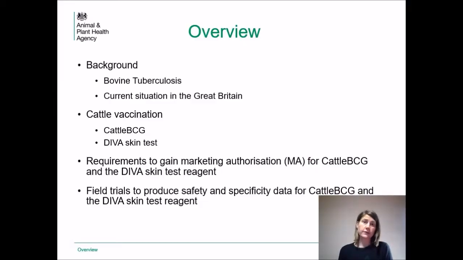Before I start, I'd like to give a very brief overview of what I'm planning to talk about over the next 20 to 25 minutes. I will start with giving a background to bovine tuberculosis and the current situation in Great Britain. I will then talk about the cattle BCG vaccine we have available and the DIVA skin test, which has really been the pivotal development in moving towards enabling vaccination against bovine TB. I will discuss the requirements to gain marketing authorization for cattle BCG and the DIVA skin test reagent, and then briefly talk about field trials, which have to be run to produce safety and specificity data for both cattle BCG and the DIVA skin test reagent.